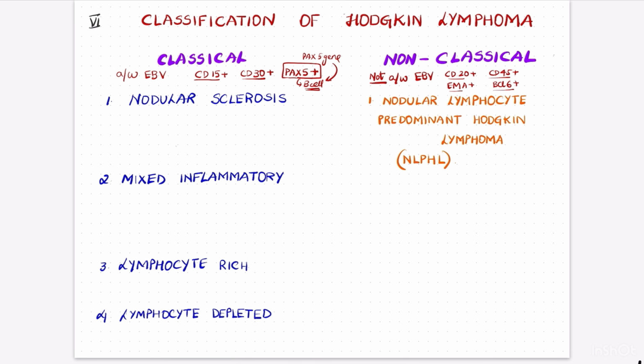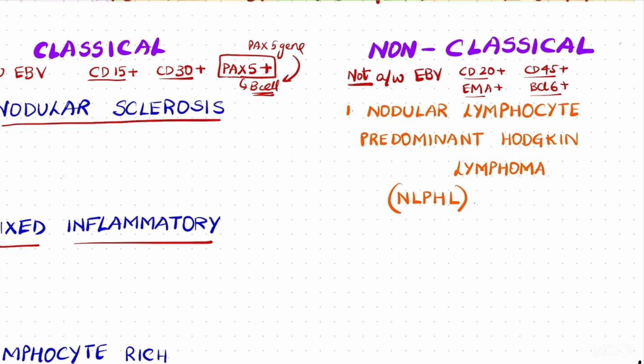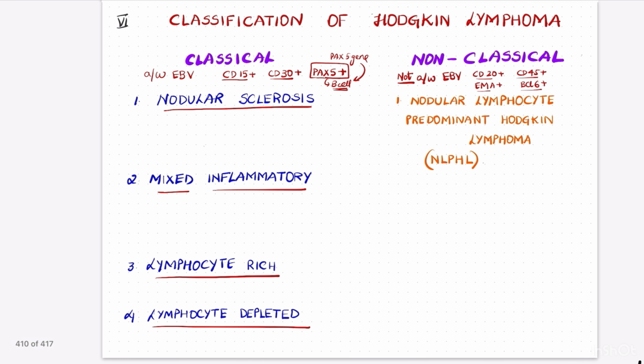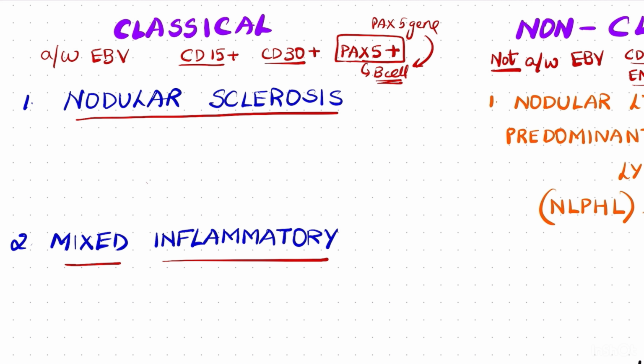So let us get familiarized with the terms under this classification. The first is nodular sclerosis, mixed inflammatory, lymphocyte-rich, and lymphocyte-depleted. Under the non-classical, we have nodular lymphocyte-predominant Hodgkin lymphoma, NLPHL. Let's go one by one. The nodular sclerosis is the most common overall worldwide.